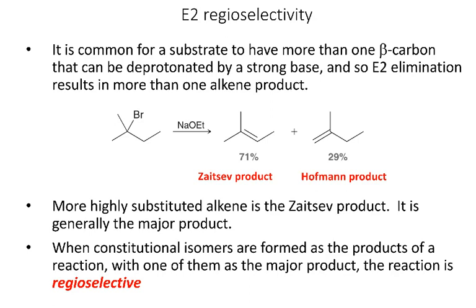And so we can rationalize the major product and the minor product based on the stability of alkenes that we talked about in a previous video. This is a tri-substituted alkene, and we expect that to be more stable than a di-substituted alkene. So this is what we would expect to be the major product. When we have reactions where there's more than one possible constitutional isomer as products, and when one of them is preferred over the other one, we call this regioselectivity. And so we would say, in this case, this E2 reaction is regioselective.